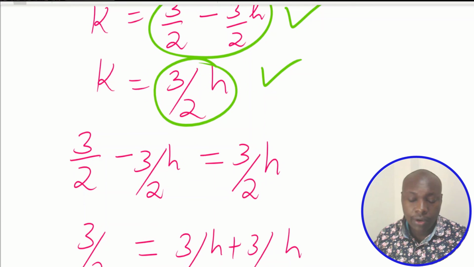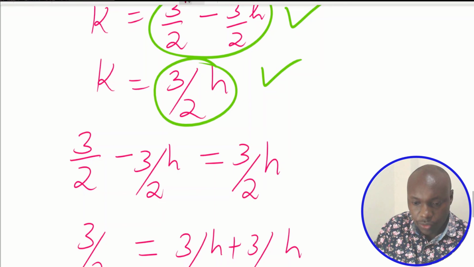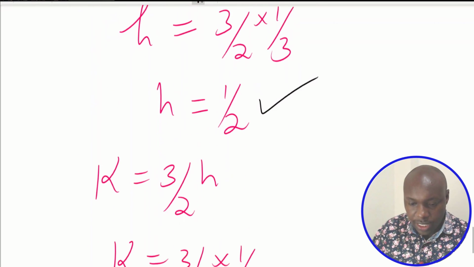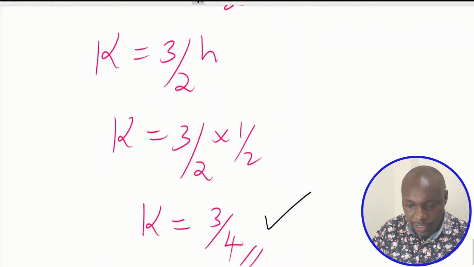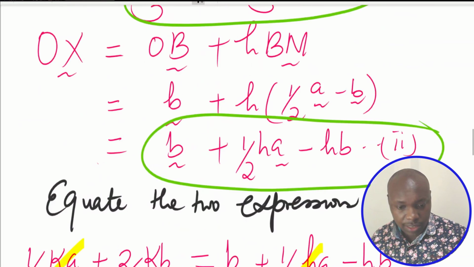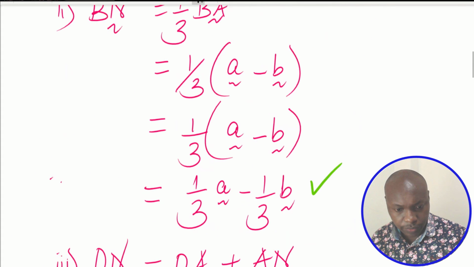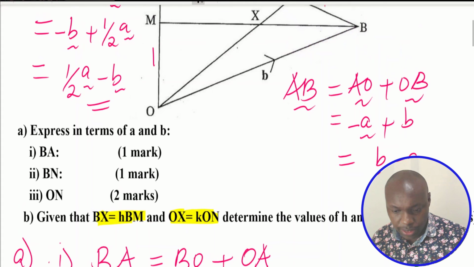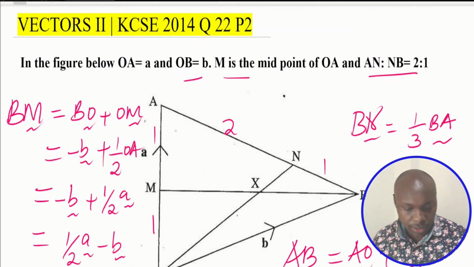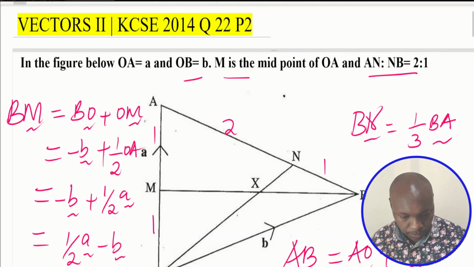That is simply how you're supposed to obtain the values of H and K. We have got the value of H as a half and the value of K as 3/4. Now we have answered the whole question, since you're only required to determine the values of H and K, and that is how you're supposed to solve that question.